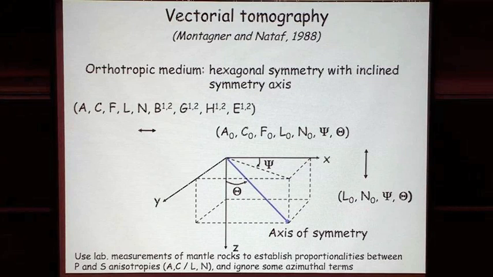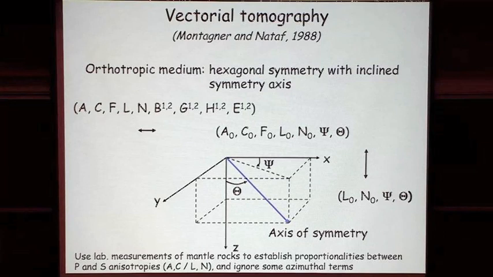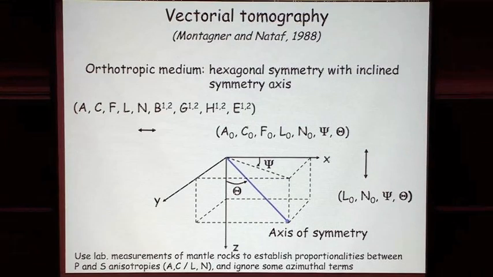Yes, so there are 2 simplifications. First, the orthotropic medium, and then also, how do you relate the P anisotropy to the S anisotropy? Because it also varies with composition, so it varies with depth. But these are the common simplifications that are made.